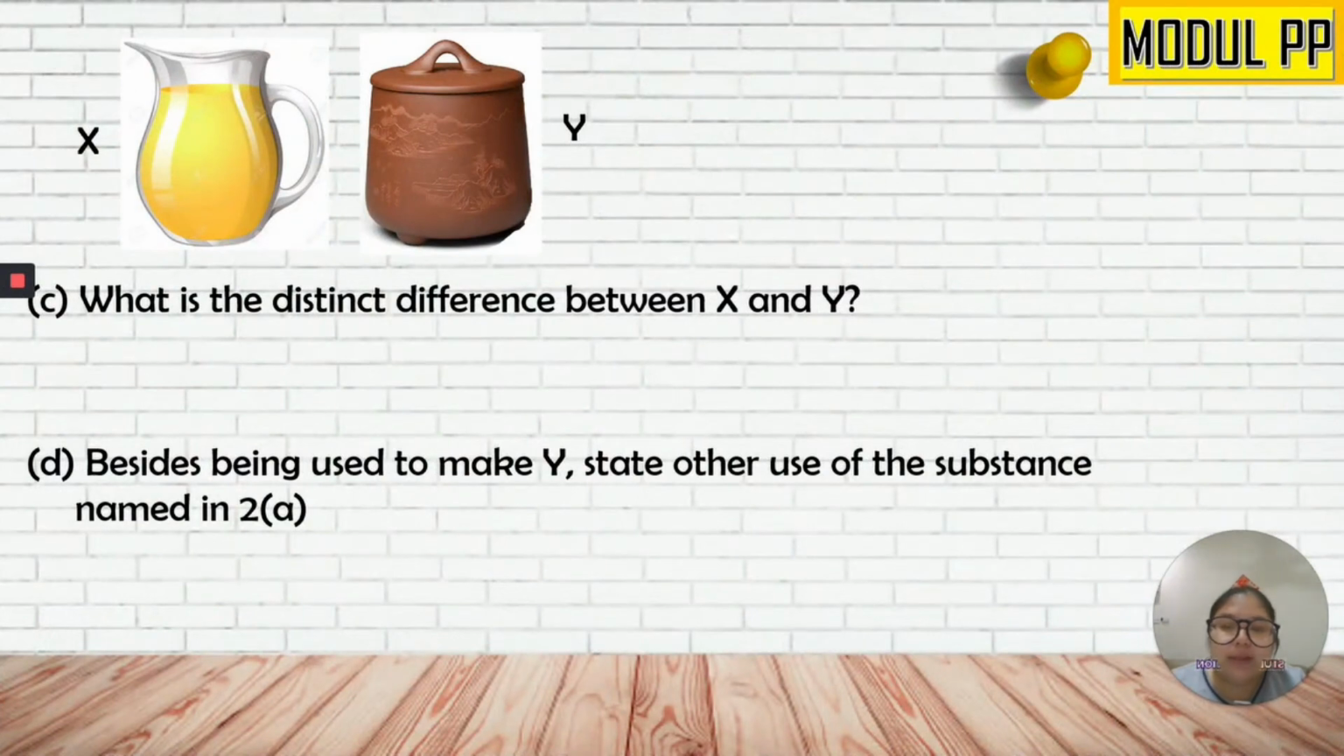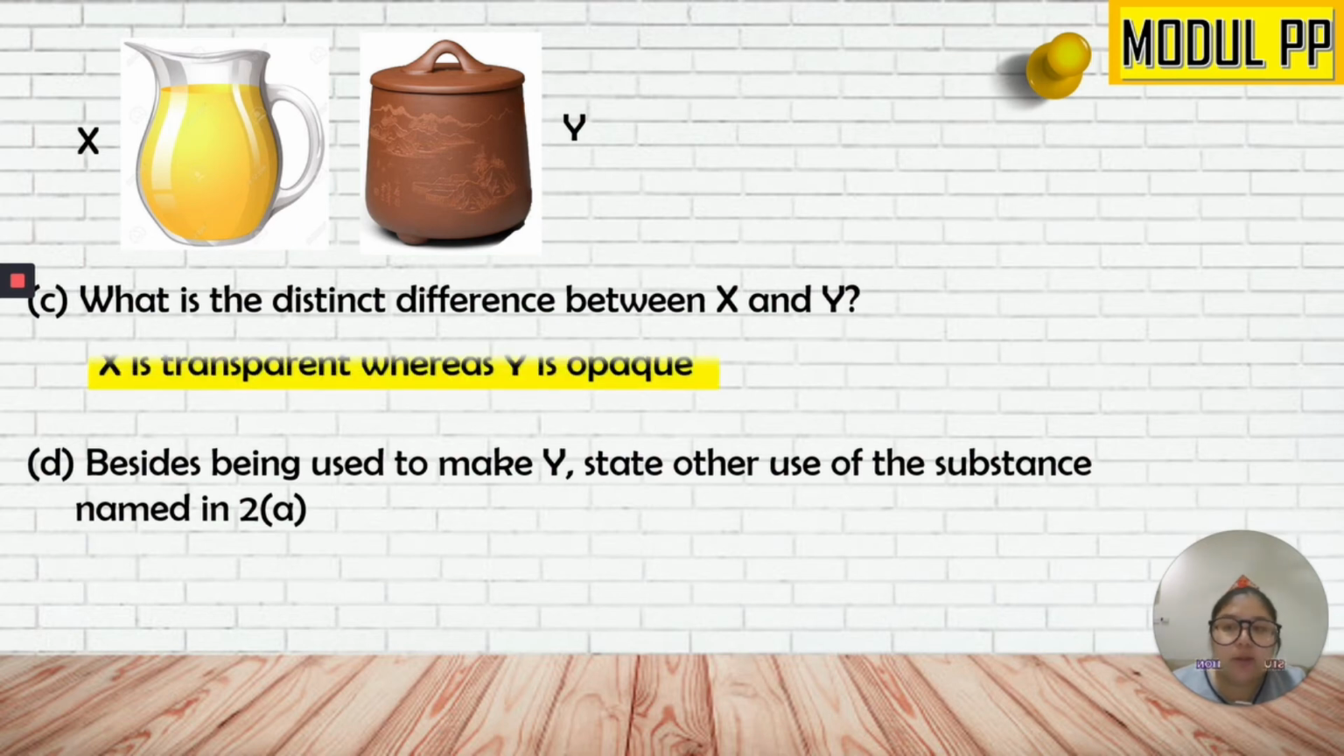Okay, what is the distinct difference between X and Y? We're going to see the differences between these two things. First one, X is transparent. Y is opaque. So from here we can see the glass is the one that light goes through. For the other one, the opaque one, that's ceramic, because the light ray cannot go through it.